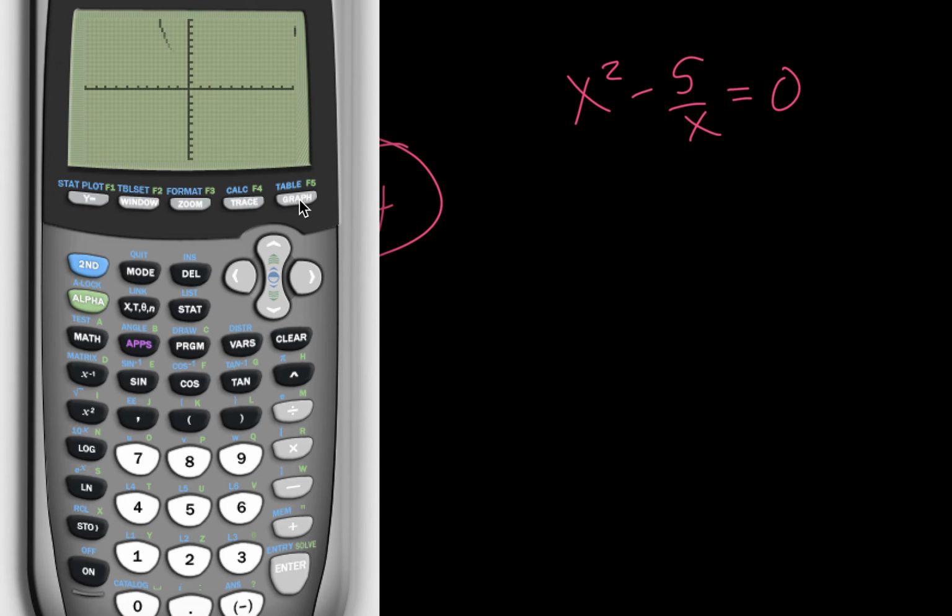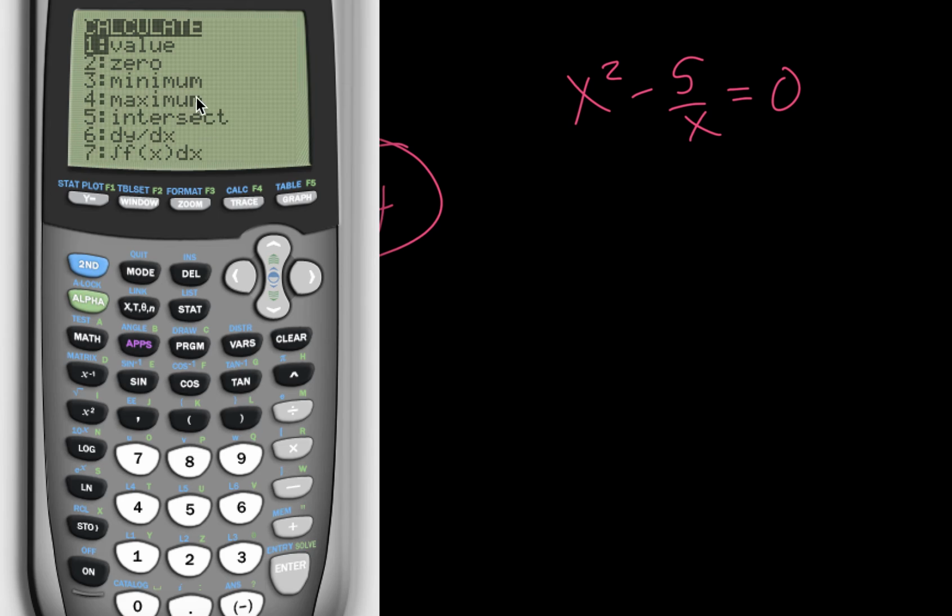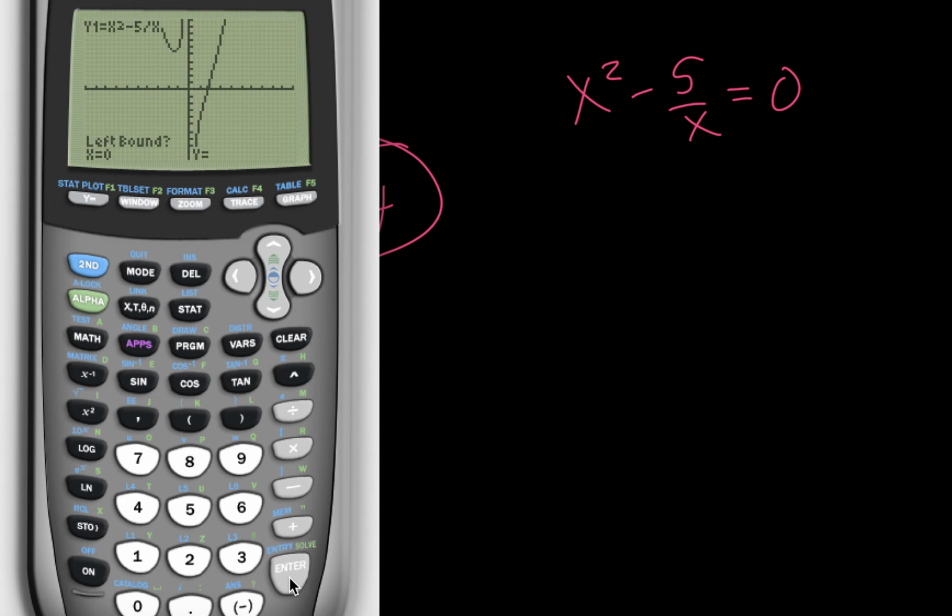So we graph it, and now we only care where it crosses the x-axis. And so we see it only crosses one place right here. And so it's going to be almost the same process, but we're going to go second calc. This time we're going to go to 0. Now depending on your calculator, it might say root. So root and 0 would be the same thing, but on this one we'll go to 0.